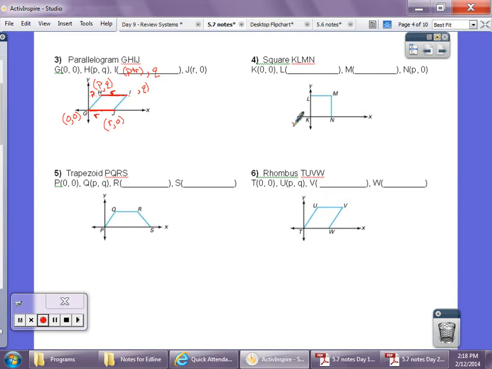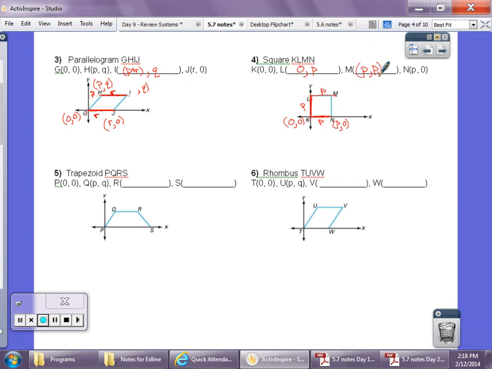And with our square, this is 0, 0. We know that N is P, 0. So we know that this value is P units long. So from K to N it's P. From K to L it's also going to be P units. So the X value is 0. The Y value changes to P. And from L to M, this is going to be P. So it goes up P units and it goes right P units. So it's going to be P and P.